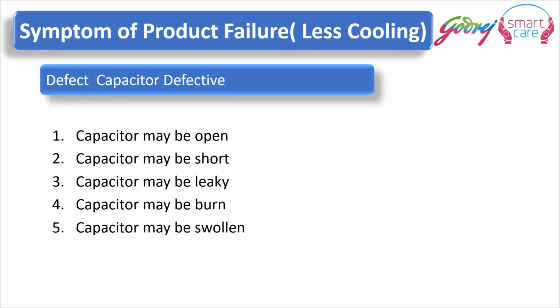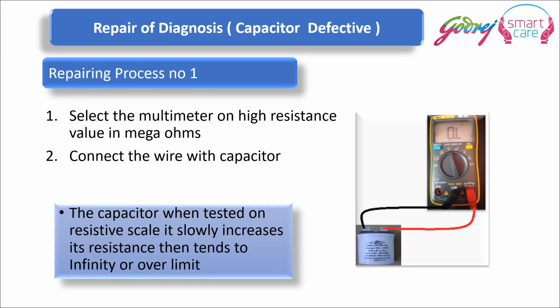There are defective capacitors. The defects related to capacitors are that the capacitor may be open, short, leaky, burned or swollen. We have to select the multimeter on a high resistance value in mega ohms. Connect the wires with the capacitor. When tested on resistance scales, the capacitor slowly increases its resistance and then tends to infinite or over limit.